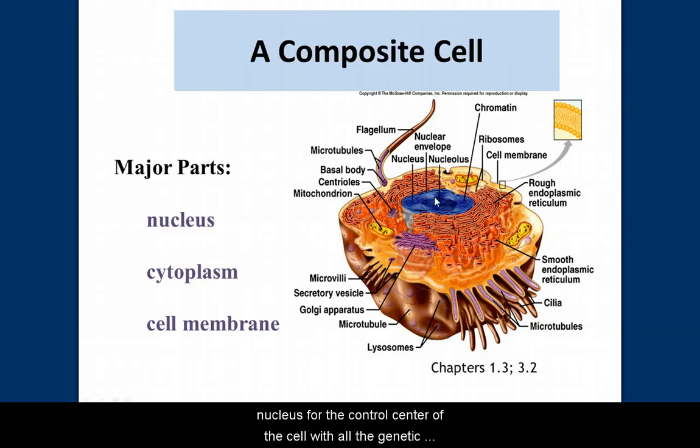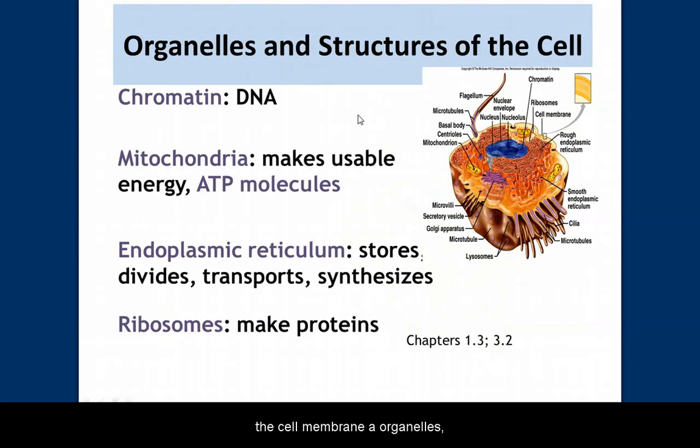And here's the nucleus, the control center of the cell with all the genetic content. The cytoplasm has all the organelles in it, and then the cell membrane. Organelles, okay, from macromolecules to organelles, form structures inside the cell. The chromatin is found within the nucleus. In the nucleus, it has the genetic information, or the DNA.